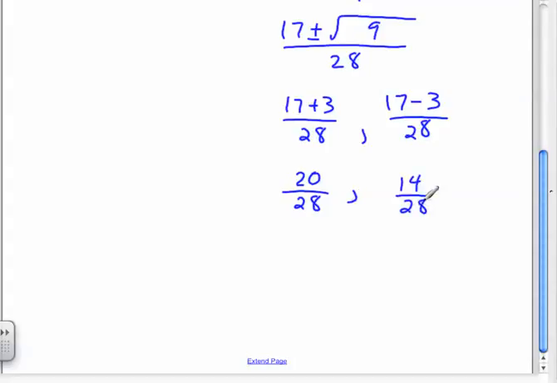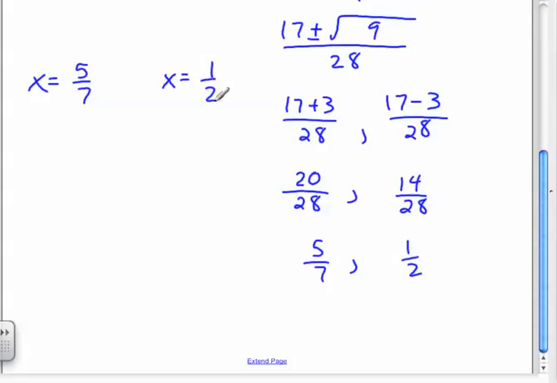Now I need to reduce, and I'm going to get 4 goes into both of them. It goes into this one, 5 over 7, and 14 goes into both of those. That's 1/2, isn't it? So now I'm going to have x is equal to 5 over 7, and x is equal to 1/2.